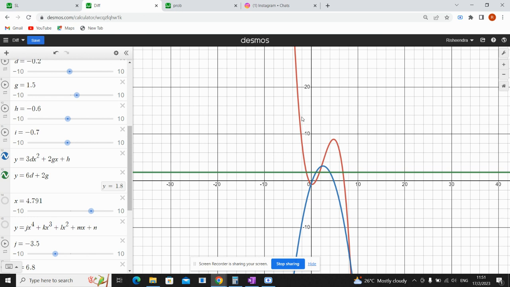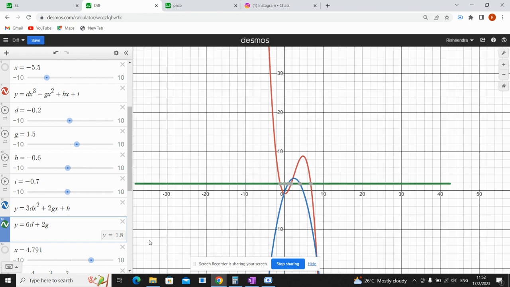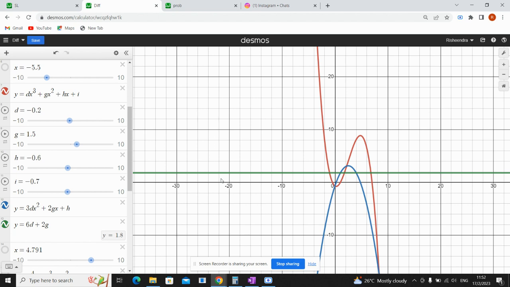As you can see, the equation, the differentiated equation, and the double differentiated equation. What does the double differentiated equation tell us? If the graph has a minimum value or a maximum value. Let's see. With the current values of d being minus 0.2, g 1.5, h minus 0.6, and i minus 0.7, the double differentiated one will have a 1.8 value.